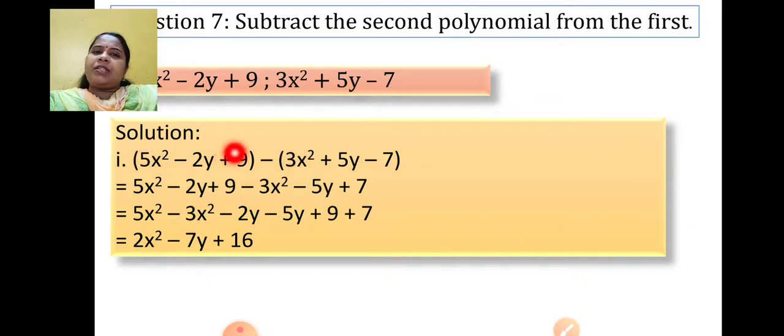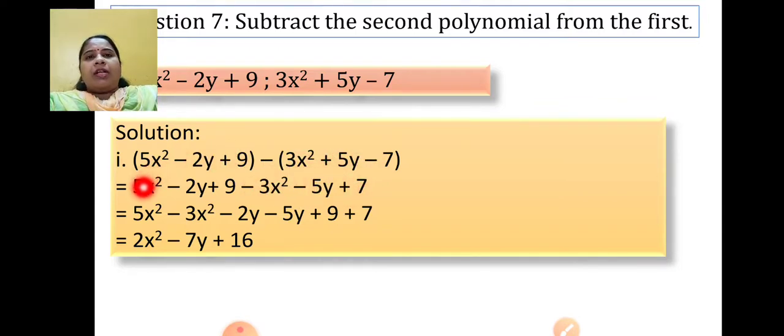First will be written as it is. Just see, 5x square minus 2y plus 9. Let us open the bracket here. Minus into 3x square is minus 3x square. Minus into plus is minus, so minus 5y. Minus into minus is plus, so it will become plus 7. Right? So all the signs of the second polynomial are changed here.